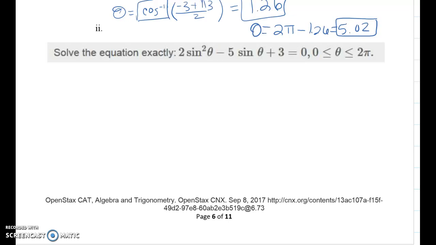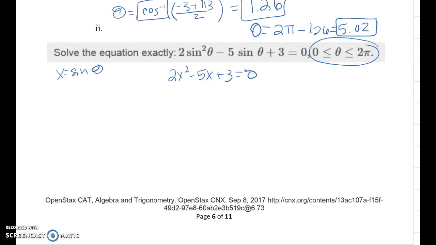Next one says solve the equation exactly. 2 sine squared theta minus 5 sine theta plus 3 is equal to 0. Again, we're just going to stay within 0 to 2 pi. And this time I'm going to let x be sine theta. So this gives me 2x squared minus 5x plus 3 equal to 0.